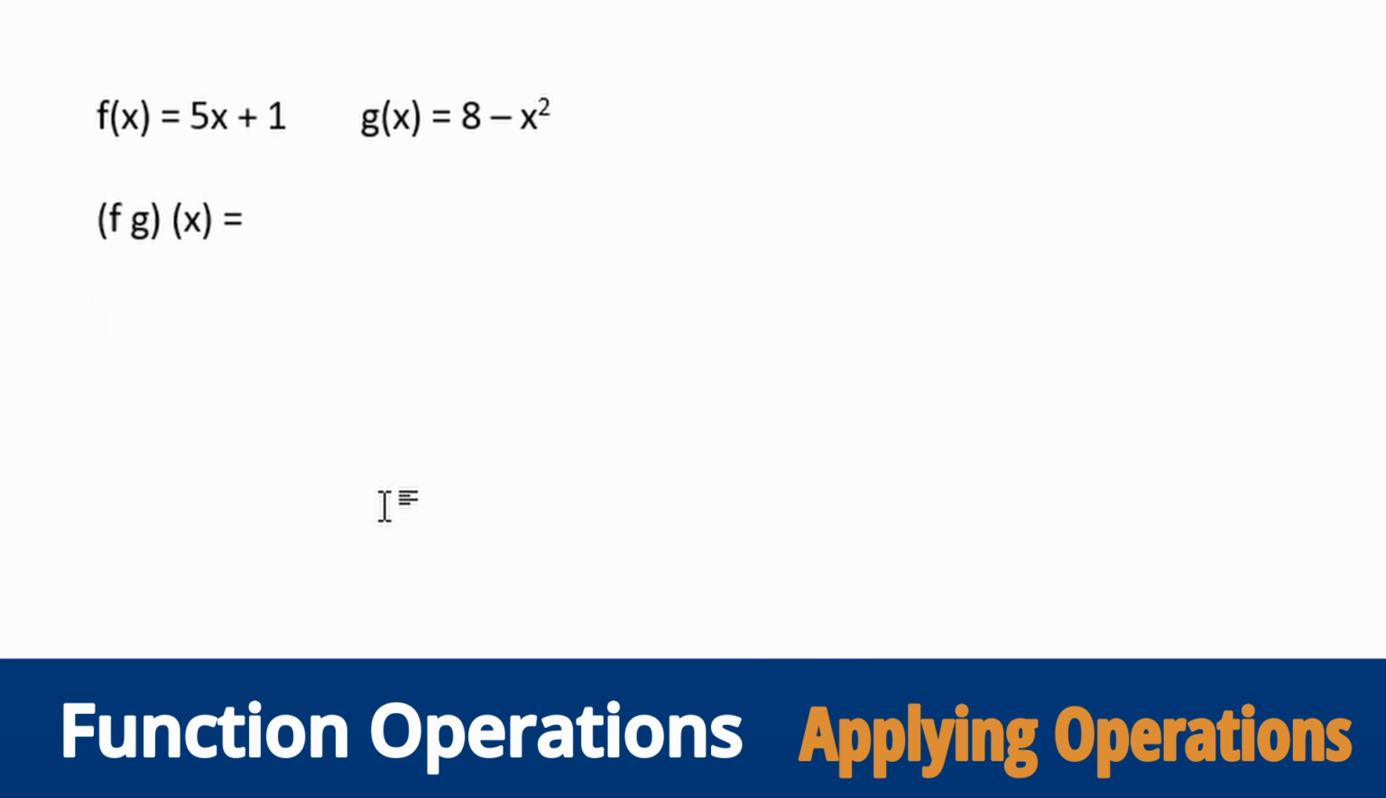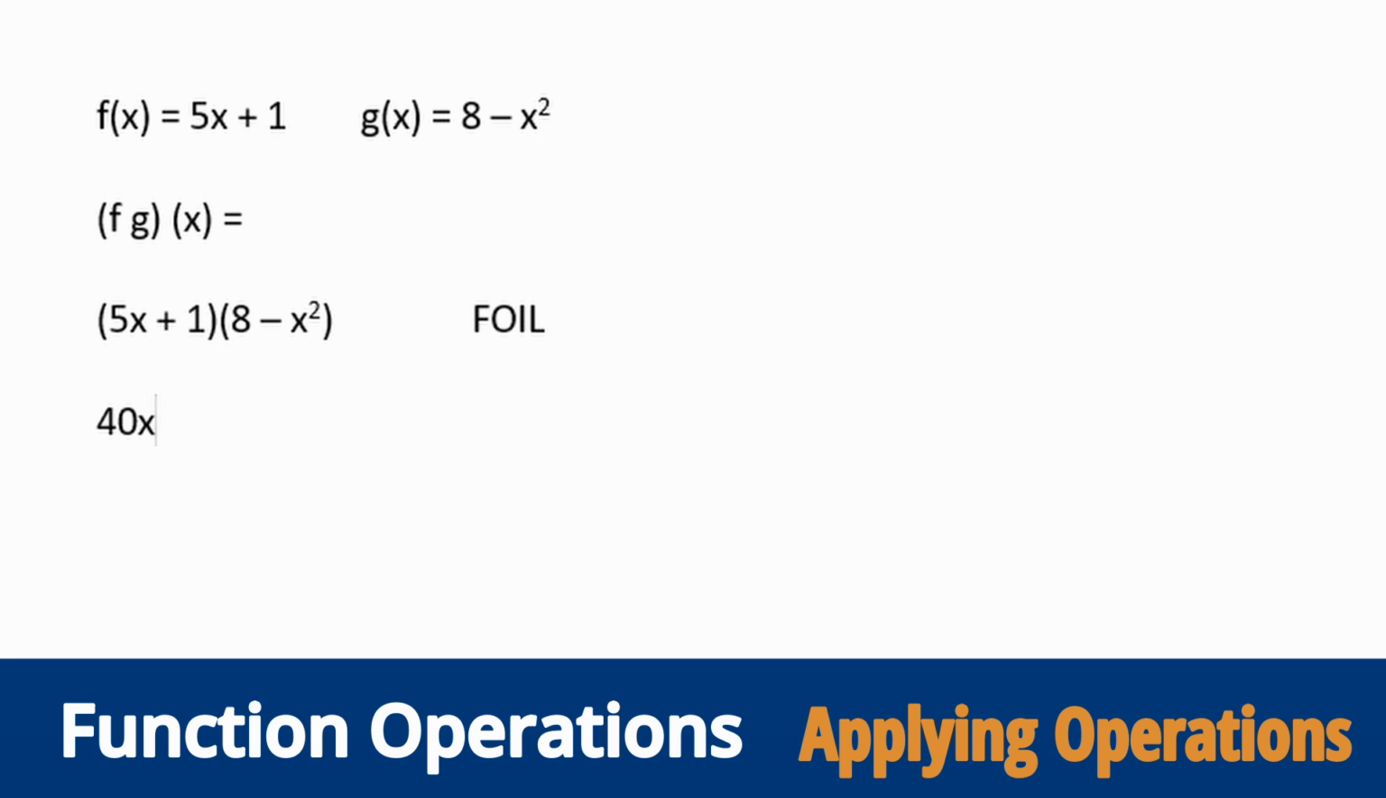Now here we have to multiply the two functions. So 5x plus 1 multiplied by 8 minus x squared. When doing multiplication, you can use something called FOIL. FOIL is basically the way you can multiply binomials. Each of these two things in parentheses are both binomials. F stands for first, so we're going to multiply the first two terms in the parentheses. So 8 times 5x is 40x.